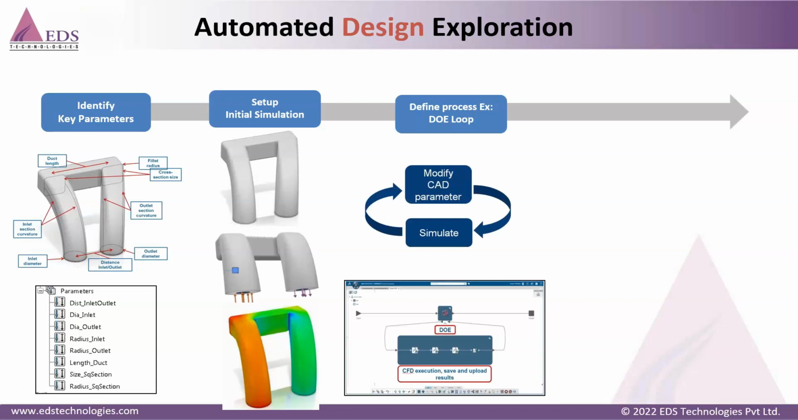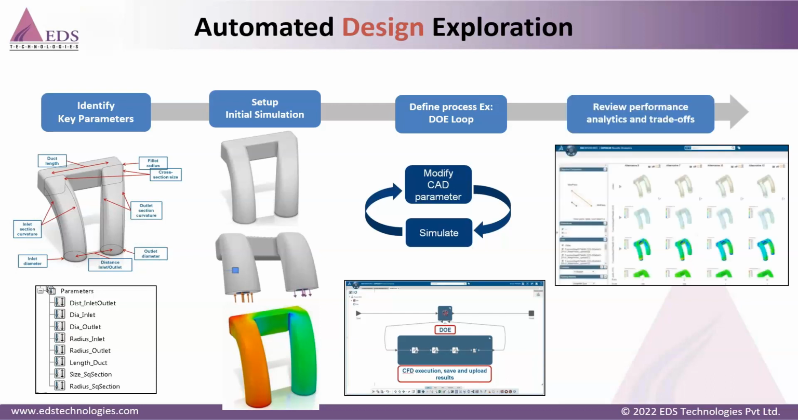And then we define the process. In this scenario, it's a design of experiment loop, wherein we modify the CAD parameter, we simulate it, we go back to the CAD, modify the parameter again, simulate it. We do it a certain number of times so as to get the optimal results. And finally, we do a review of performance analytics as well as trade-offs to see, out of those n number of designs that we have generated, which would be feasible to manufacture, keeping in mind the manufacturability, castability or machinability constraints.